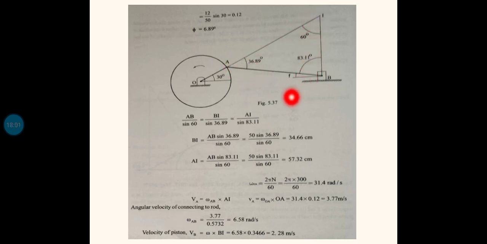That is the general equation. Out of that equation, the AB value is known, so AB by sine 60, this entire value, is known. I will compare this with the first one. So BI equals AB into sine 36.89 divided by sine 60. You will get BI equal to 34.66 centimeter. Remember, all these values are in centimeter. If you calculate the velocity, you have to convert it into meter.